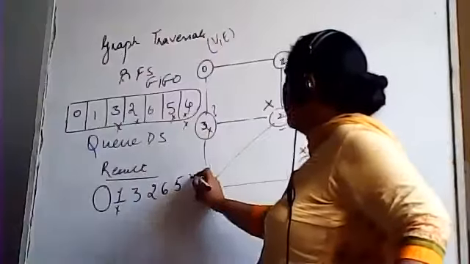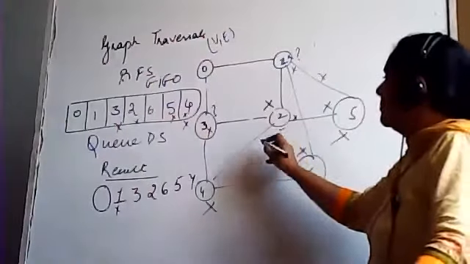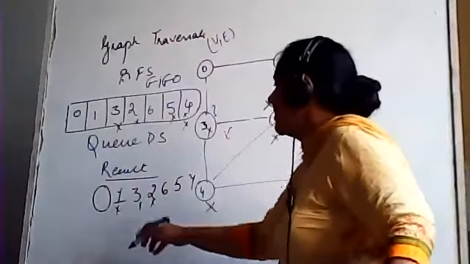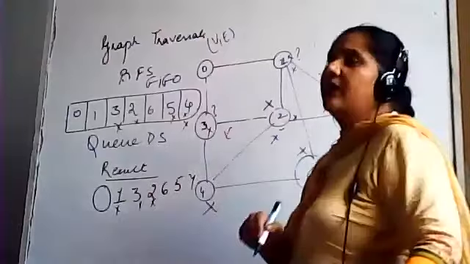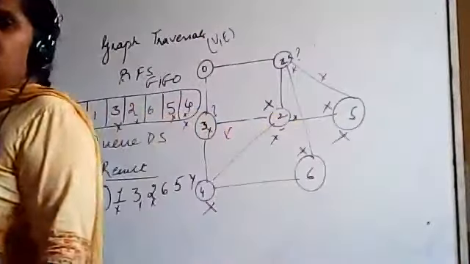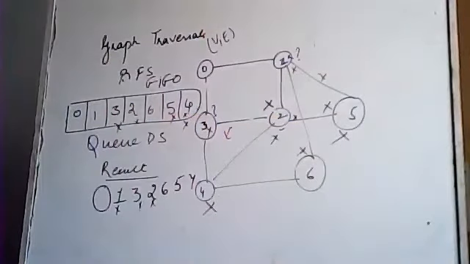Then you will take 4. 4's directly connected vertices are 2 and 3. So they are already processed. So this will be the order for breadth first search. It may be 0, 1, 2, 3, 2, 5, 6, 4, or it may be 2, 6, 5, 4.